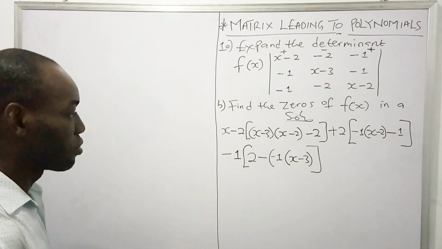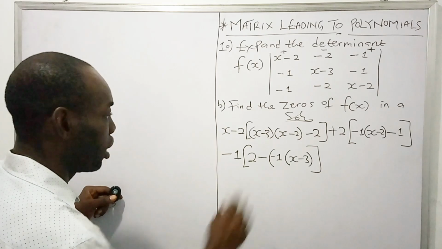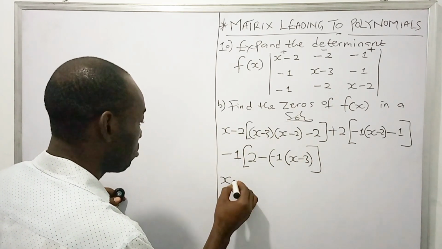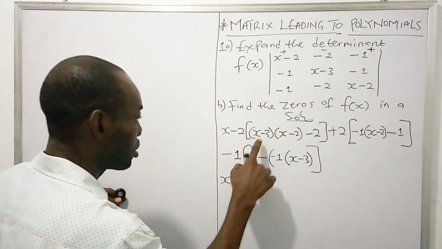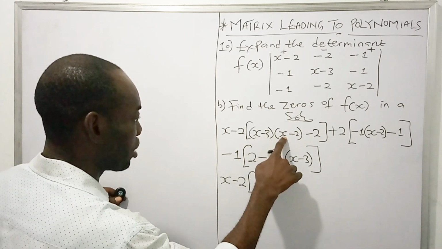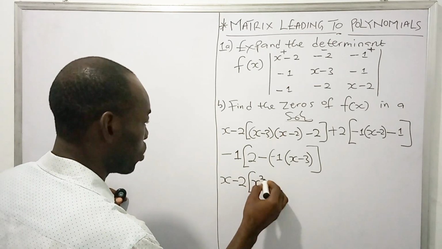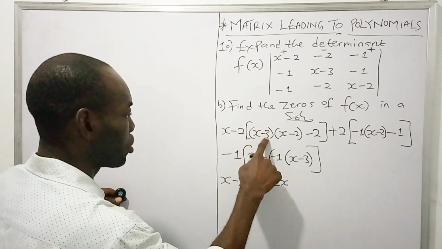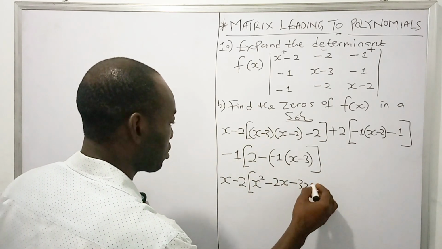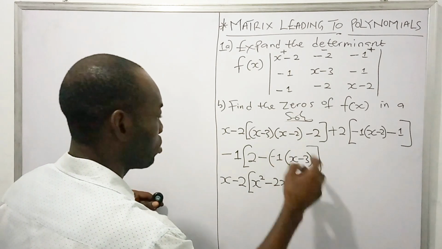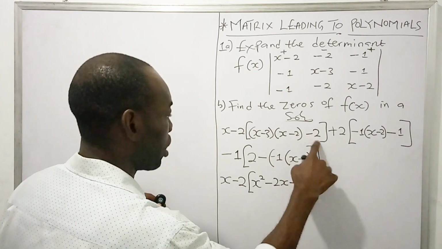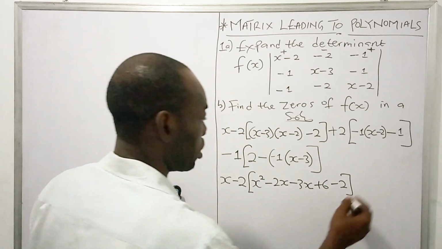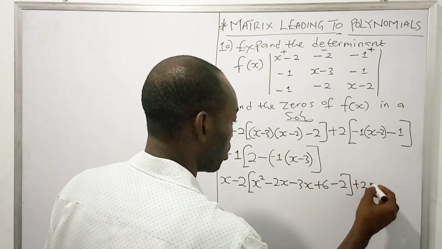Now let's proceed. Having done that, it's time to expand. So we'll take the first one again. We have x minus 2 in bracket. Expanding this will give us x times x, that's x squared. x times minus 2, that's minus 2x. Then minus 3 times x, that's minus 3x. And minus 3 times minus 2, that's positive 6. Then we have minus 2 there. We'll still keep it this way. Then we have plus 2 here.